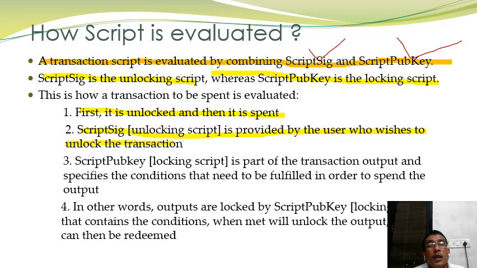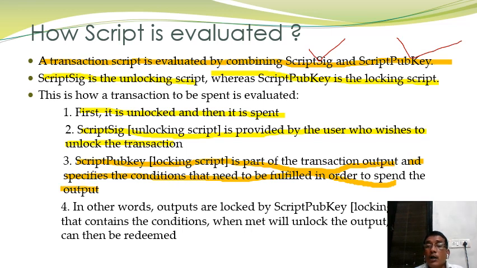And then the script public key. Script public key is nothing but the locking script. It is a part of the transaction output. We know that each output has a locking script. This locking script contains the public key and also conditions, and it specifies the conditions that need to be fulfilled in order to spend the output.